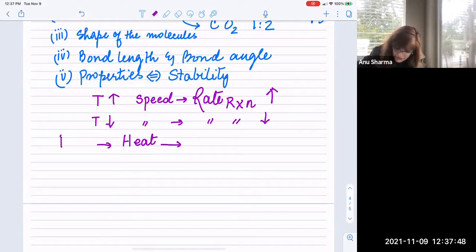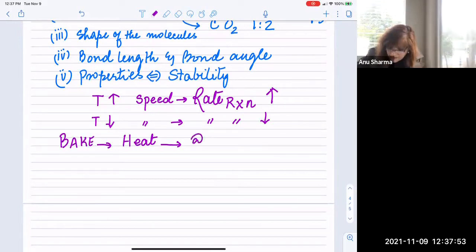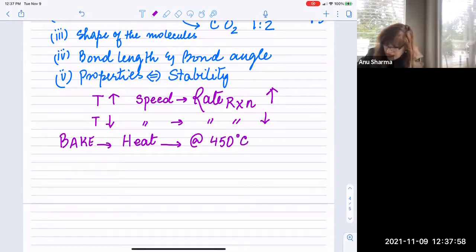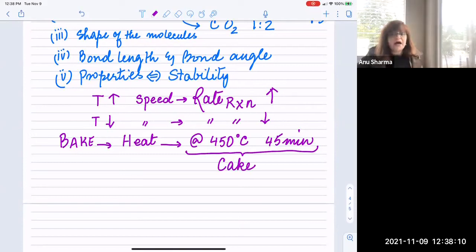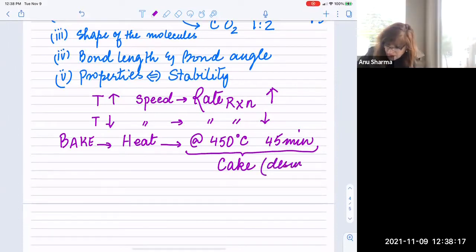Let's keep it that way. You want to bake a cake. And the cake will be only done if you heat at, I don't know how much it is, 450 degrees Celsius, or I don't know what temperature that is, but for 45 minutes. So only then you are going to get the cake, only in these reaction conditions. Okay, so the cake is formed. And you can heat it at whatever temperature you want, but you're not going to get the cake which you desire, or the final product. Your final product is a cake that you want. You don't want a burnt cake.